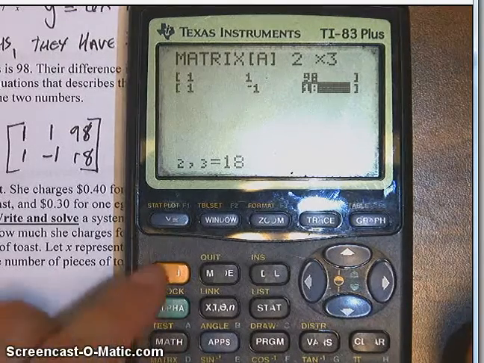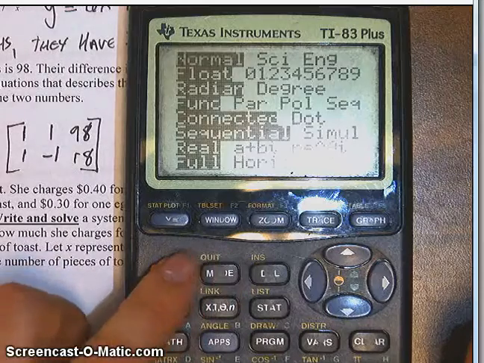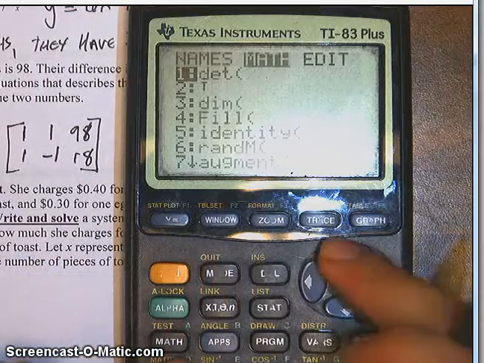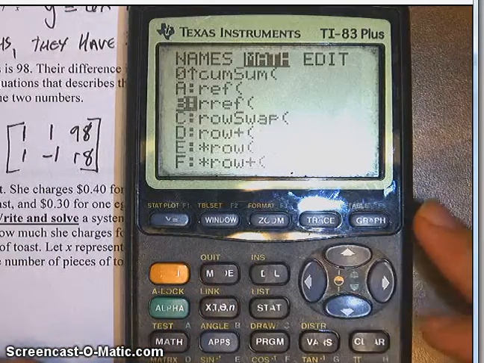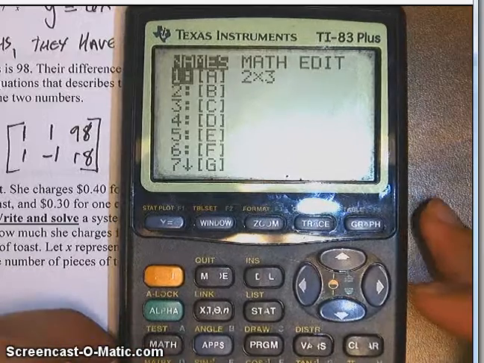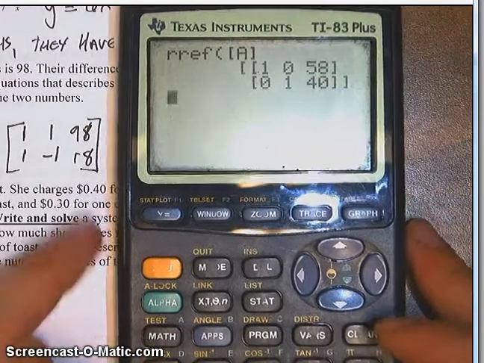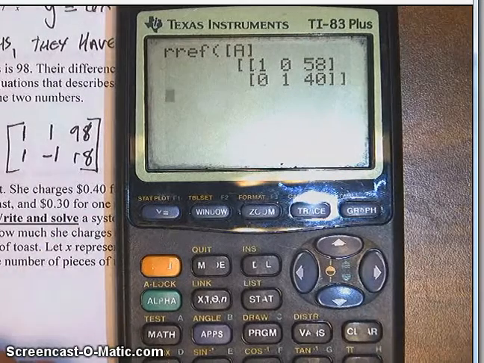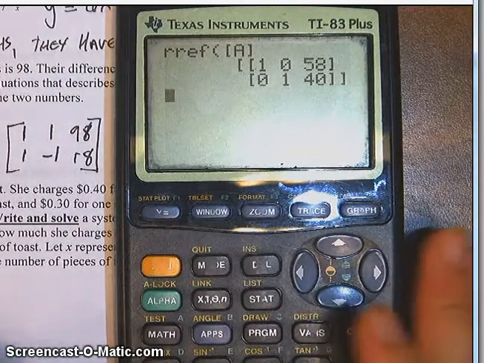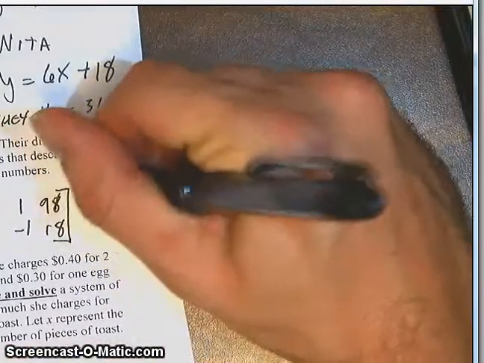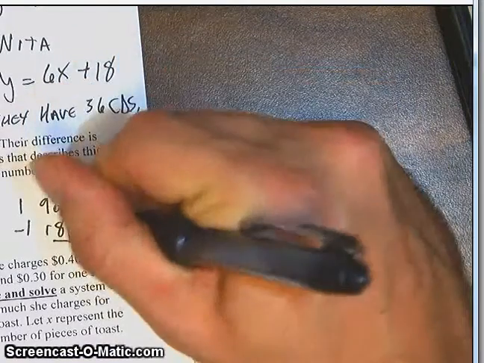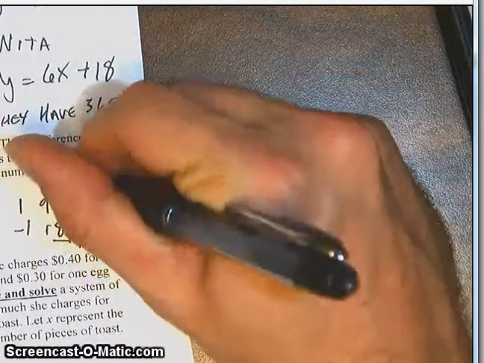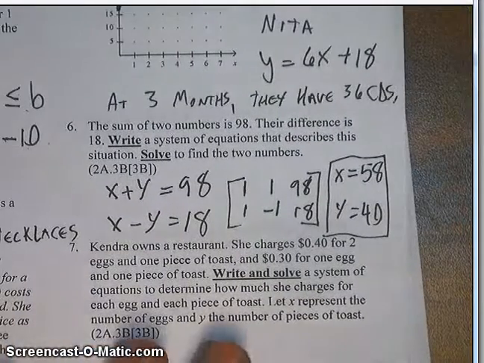I'm going to second quit out and go back to the matrix screen, go over to math, up to B, go back to the matrix screen, hit enter on A, and the solution, the 2 numbers are x equals 58, y equals 40. Those are two numbers that add to 98, and their difference is 18.